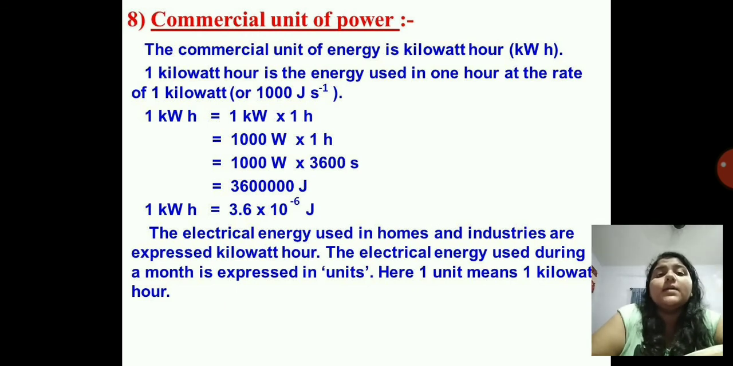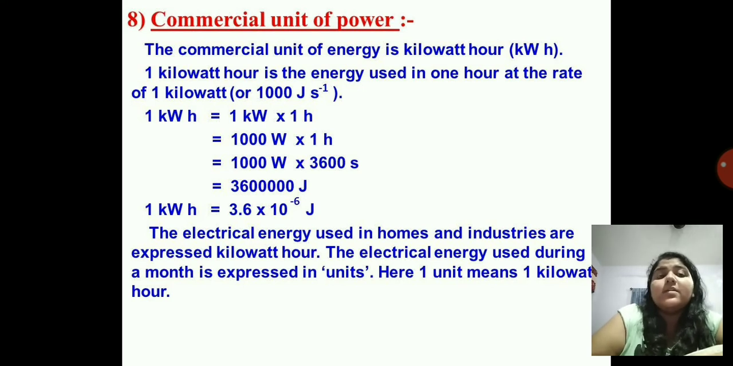The kilowatt hour is the energy used in 1 hour at the rate of 1 kilowatt, so 1 kilowatt hour is equal to 1 kilowatt into 1 hour. What is 1 kilowatt? 1000 watt. And what is 1 hour? 3600 seconds. We multiply them. What do we get? 3.6 into 10 raised to 6 joule. So 1 kilowatt hour is equal to 3.6 into 10 raised to 6 joule, and this is the commercial unit of energy. Electrical energy used in homes and industries is expressed in kilowatt hour.